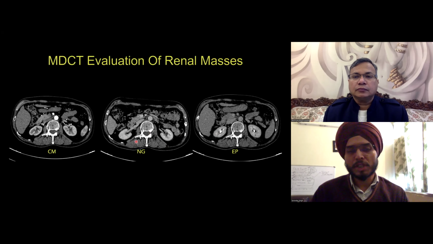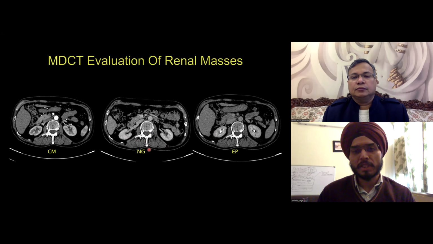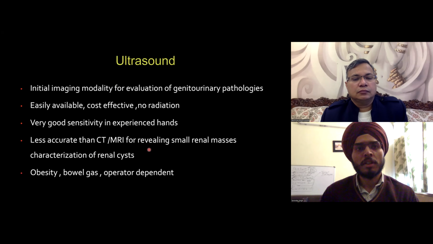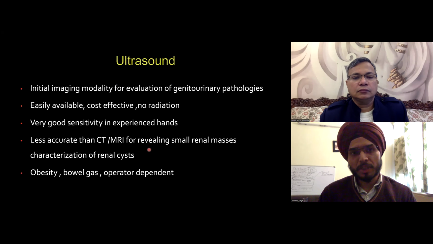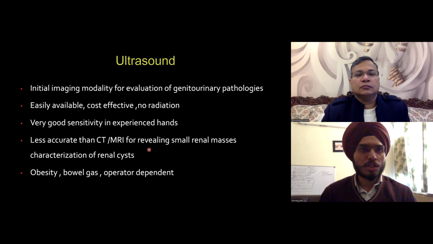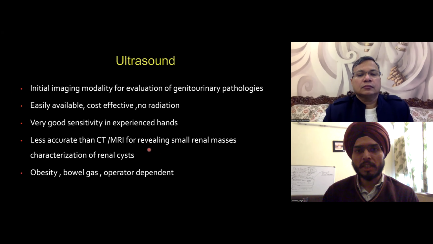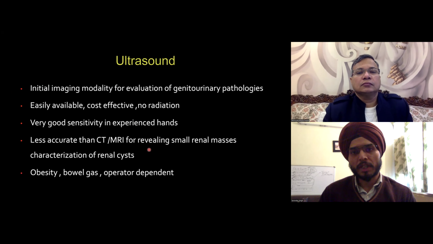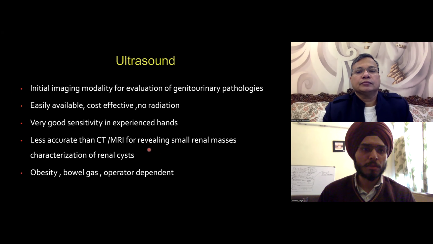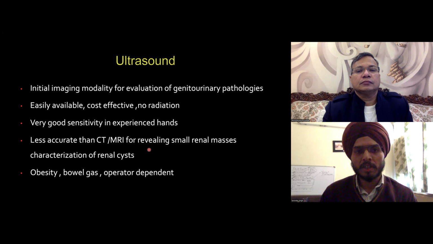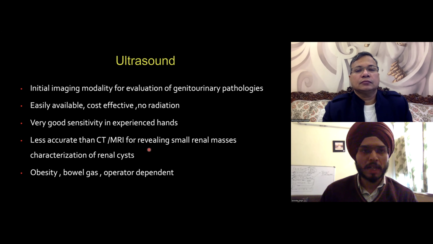So these are the different phases of the scan: corticomedullary phase, nephrographic phase, and the excretory phase, which are required to evaluate the renal masses. Now let's discuss the pros and cons of different modalities first. Ultrasound is the initial imaging modality of choice to screen renal pathologies, to look at the kidney, ureters, and bladder, because it is easily available and has good sensitivity in experienced hands. But it is less accurate in characterizing renal masses, especially small ones, it is operator dependent, and it is difficult to assess pathologies in patients who are obese and have lots of bowel gas.